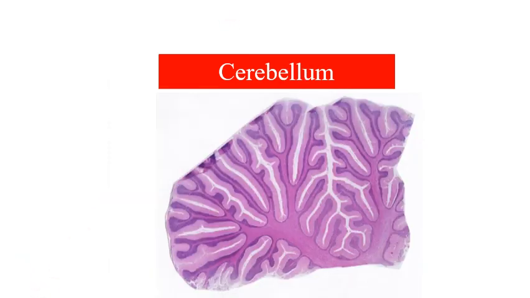Here, dear students, is the cerebellum. What is the feature of the cerebellum? The section appears tree-like, as it contains many folds known as folia. It is formed of central white matter, which is the medulla, covered with gray matter, which is the cortex, formed of the molecular layer, Purkinje layer, and the granular layer, which appears dark and contains the granular cells and Golgi cells.